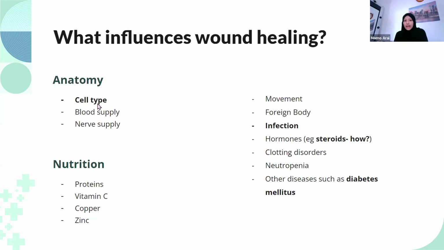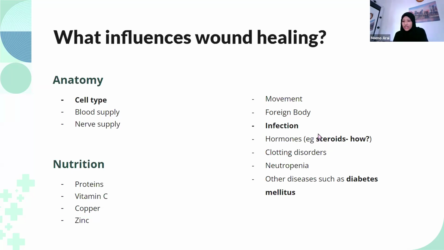So cell type is important, like we said. Infection: if the person is already weak, immunocompromised, or has any other disorder, then it will affect wound healing. It will not be as good as wound healing in someone who is healthy. Again, diabetes mellitus is under health conditions, so you can say that someone with diabetes has less proper wound healing. You can imagine diabetic patients, like their foot, for example, takes a lot of time to heal. They have a lot of ulcers and so on.